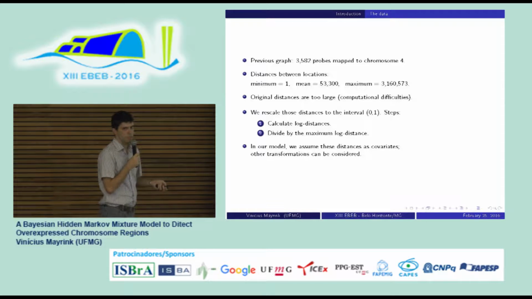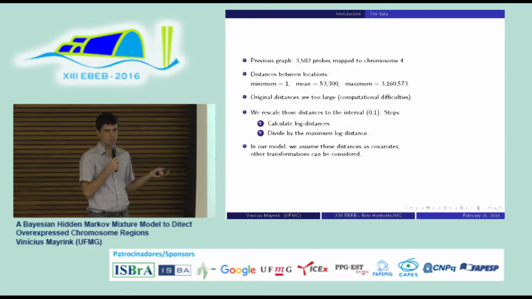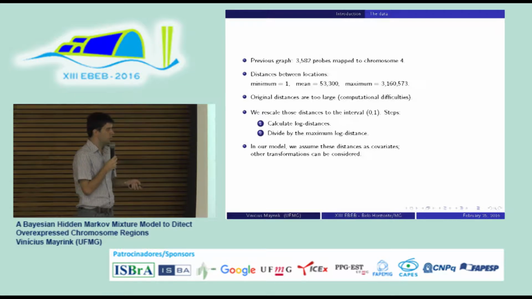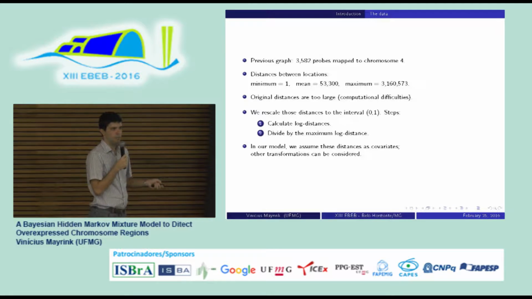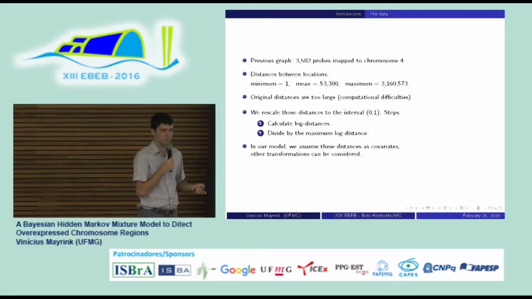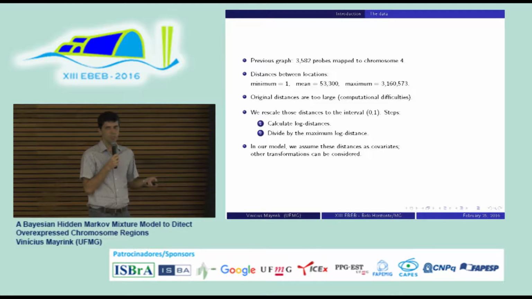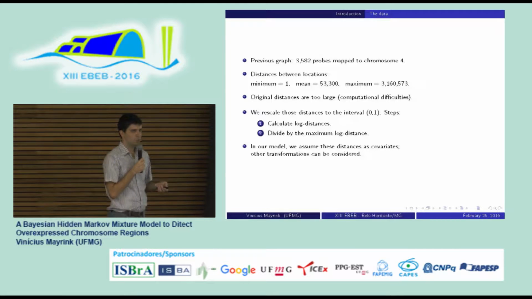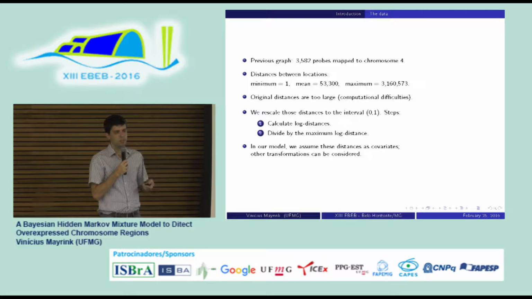So this introduced some computational difficulties. So in order to work with this, we decided to rescale those distances to the interval 0, 1 by applying the log, and then dividing by the maximum distance, okay? So in our model, we are going to use those distances as covariates. You may try another transformation. This may change the inference, but it doesn't change the model that I will show in a few minutes.